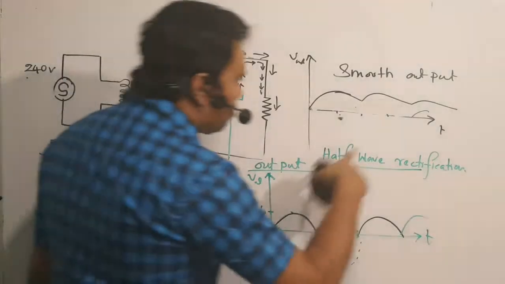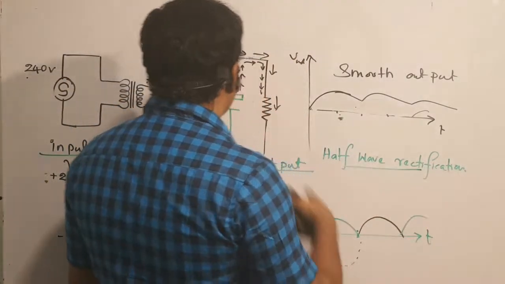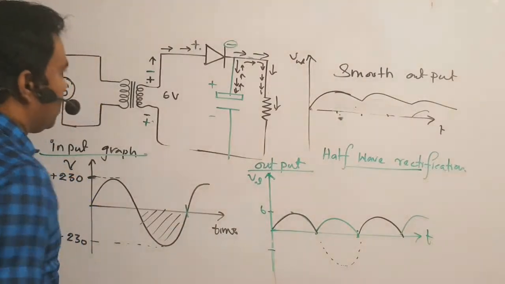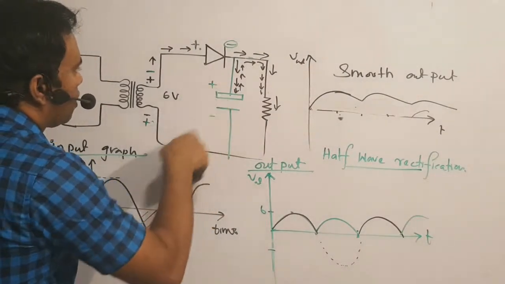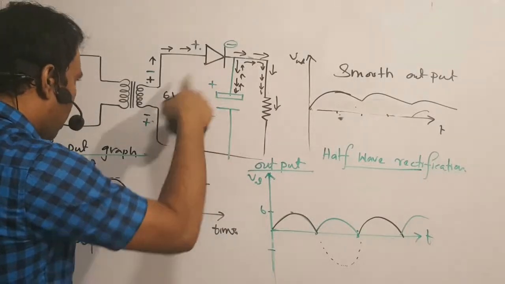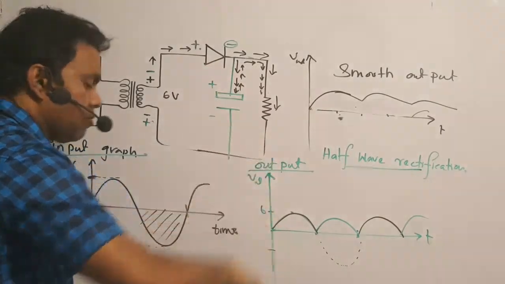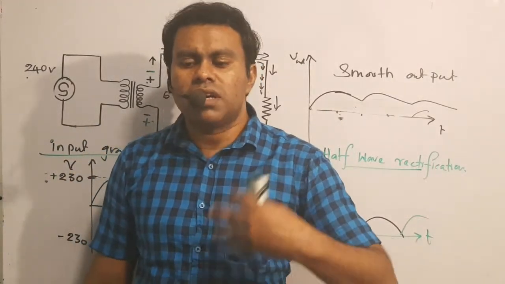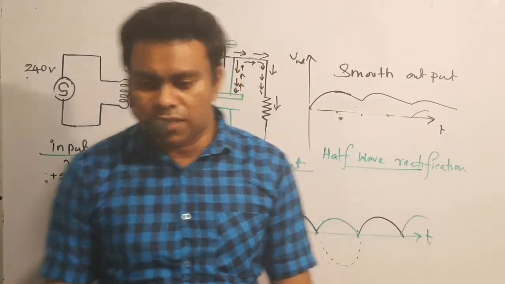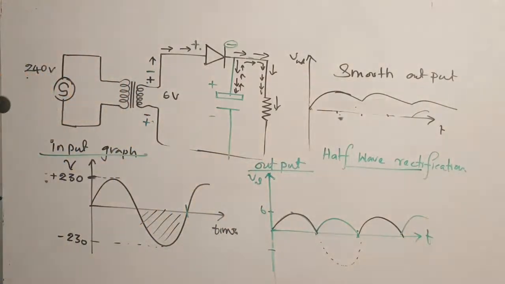Okay, I'll erase this. I'll make a small modification here. Next, for the full wave rectification, I draw the diode bridge circuit. Okay.